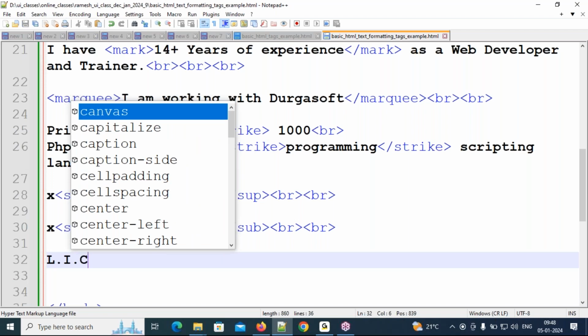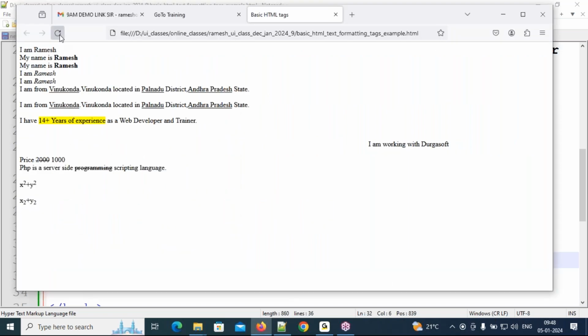LIC. As Indians, you know what LIC stands for? Life Insurance Corporation. But somebody, any other persons, may not know. In that case, whenever the user hovers over it, I want to educate them with the full form.